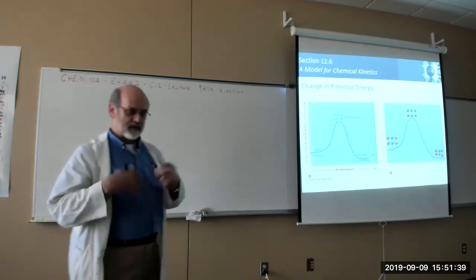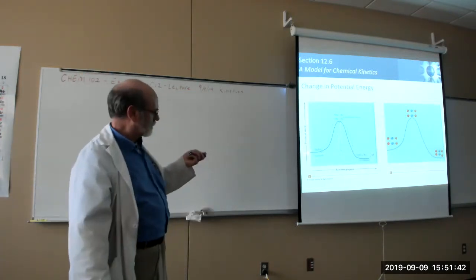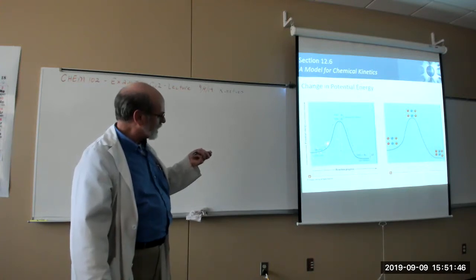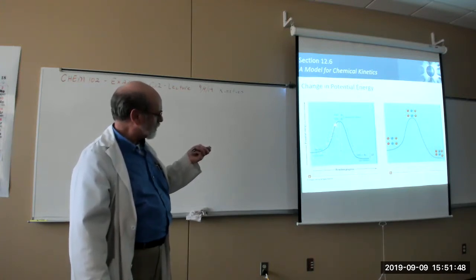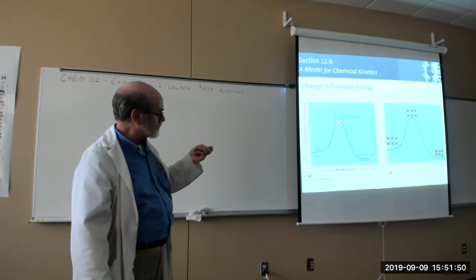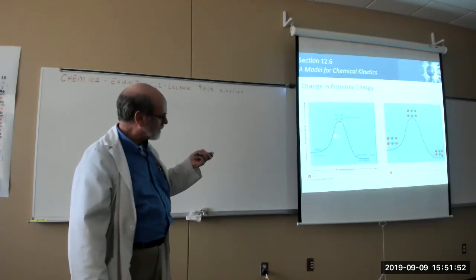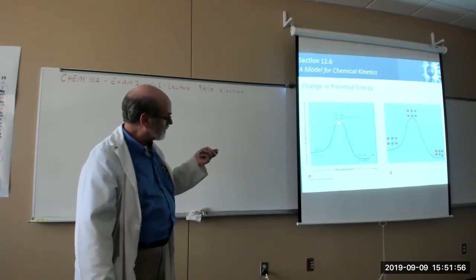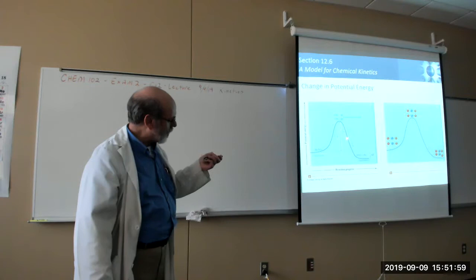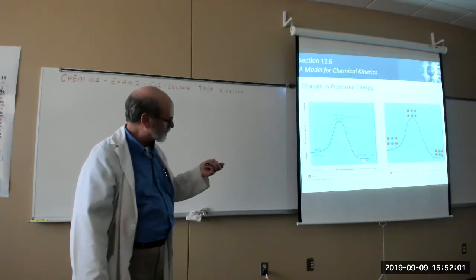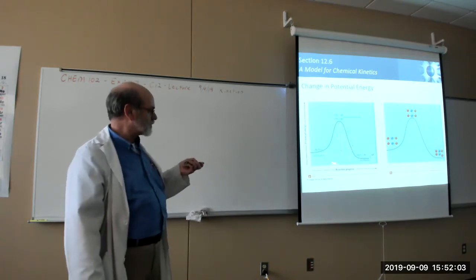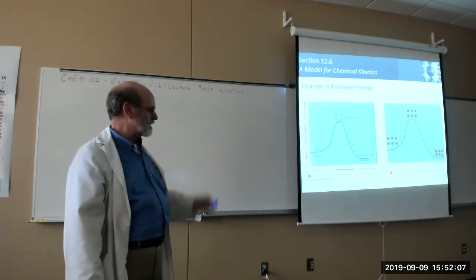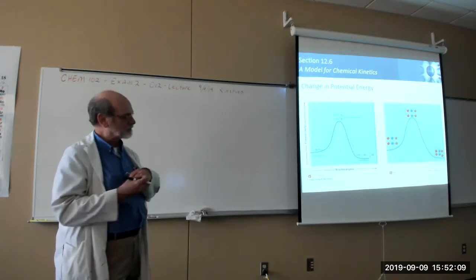what happens? This is a bimolecular reaction, two together, and you increase the energy as they approach to a point where you reach the transition state. So the activation energy is between here and here, and then you are on your way to products. And the difference in the reactants and products is the enthalpy of the reaction.